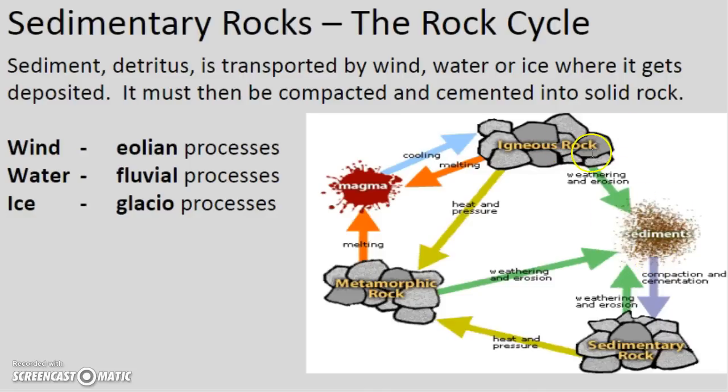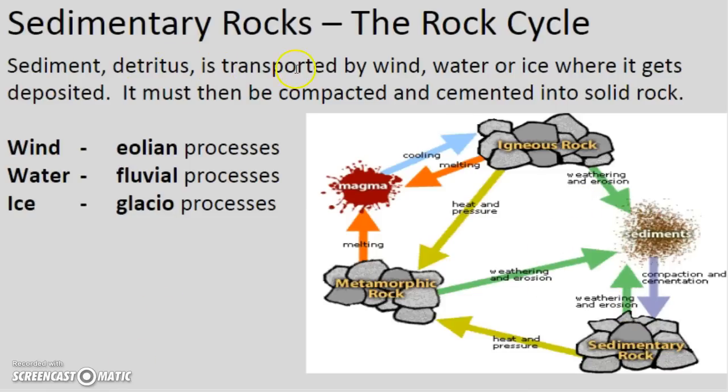If we have an igneous rock, it can be broken down into sediment. We could have a metamorphic rock, it could be broken down into sediment. We can even have a pre-existing sedimentary rock that's broken down into sediment that then gets transported, gets relocated as deposition, and gets compacted and cemented together. So sedimentary rocks are just a step of the process of the rock cycle.